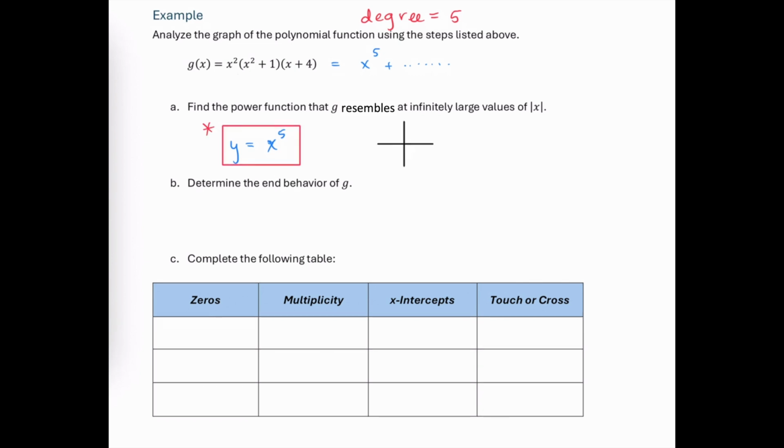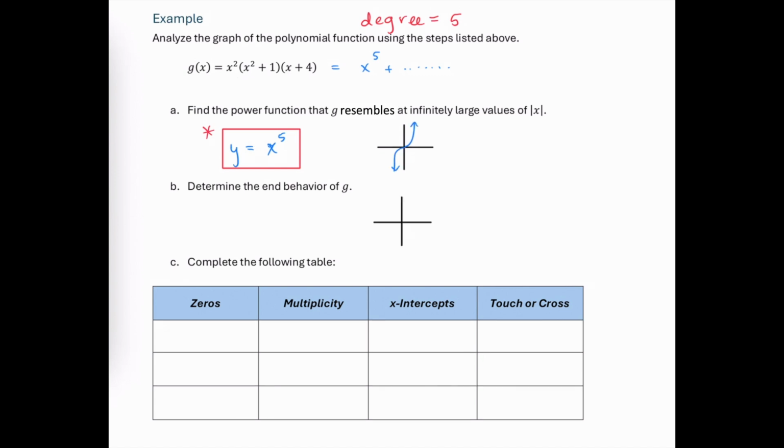This power function x to the 5th is a vertical snake that's kind of steep and a little boxy around the origin. So the end behavior of our graph g is going to look similar to the end behavior of x to the 5th in that it's going to end up in the first quadrant and down in the third quadrant.